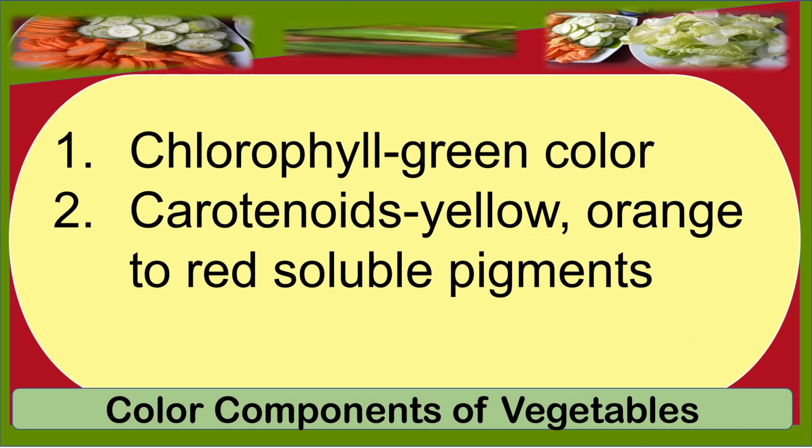Then another one, the color components of vegetables. So we have the color components of vegetables now. Number 1, the chlorophyll. This is common to you. That's the green color of the vegetables. The carotenoids, these are the yellow, orange to red soluble pigments.